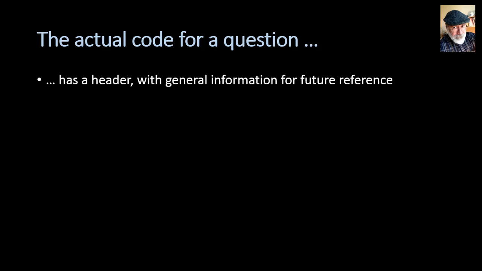The actual code for a question. Let's have a look at that. It has a header. In the header, there is general information for future reference: your name, your email address, when you solved that, what kind of a problem it is. It is about what? Electrical engineering, what chapter, what course. All of those things go in that header.